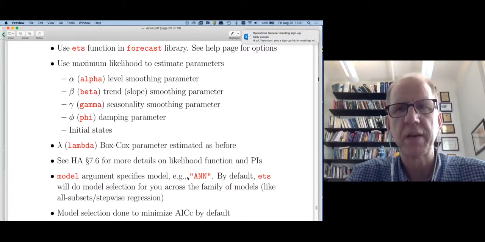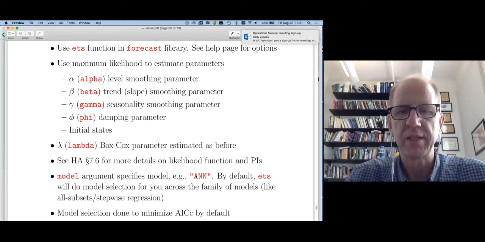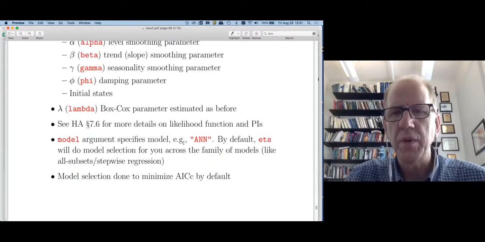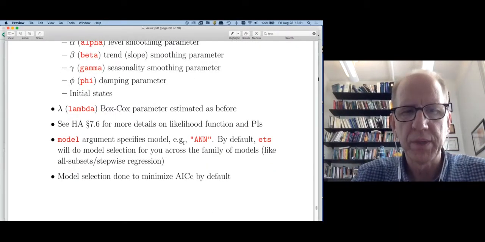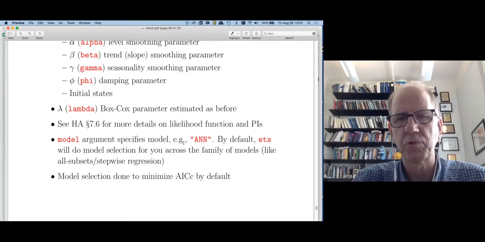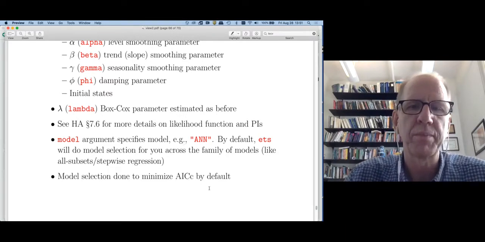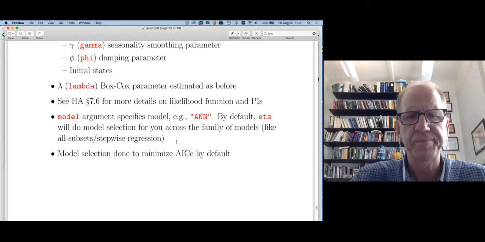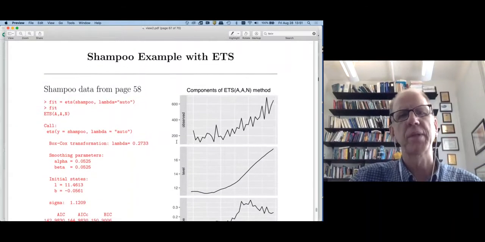So if, for example, you really wanted the SES model, you would say model is just ANN. If we don't specify a model argument, it will do model selection for us. And the way it's going to do it is try all the models and choose the one with the best AIC, corrected AIC value. Well, let's jump into a couple examples.